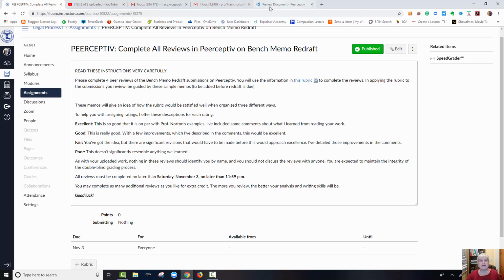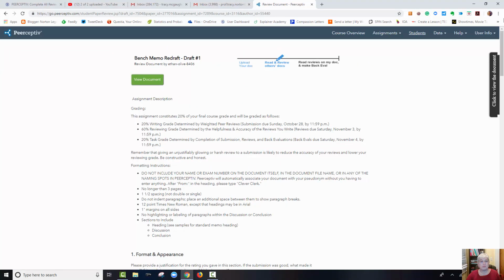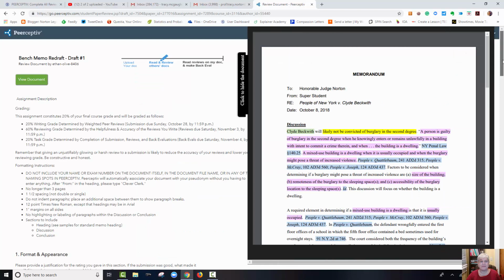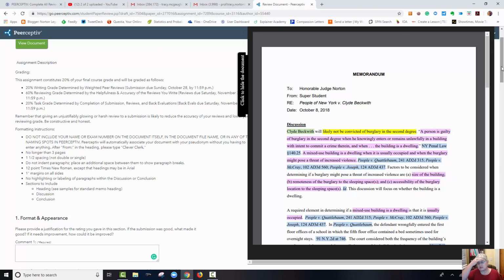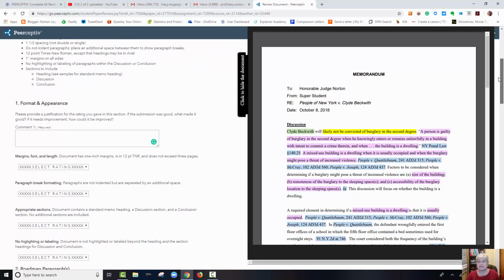Okay, so now I'm going to go to the review document. So I've got my rating screen up. I'm going to click this button over on the right and pop out the document. Now, this is a student submission on the initial redraft, and so that's why this has the highlighting in it. But the ones that you see, you should not see highlighting, and I'm going to reflect that in the comments so you can see how it is that you deal with deviations from the instructions.